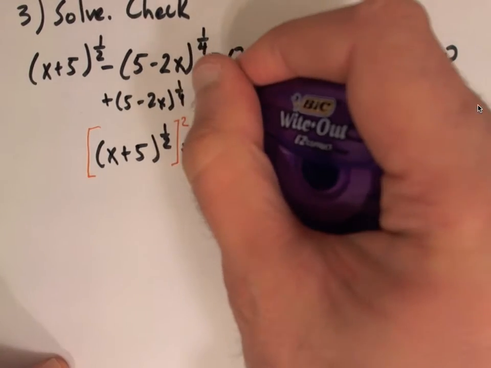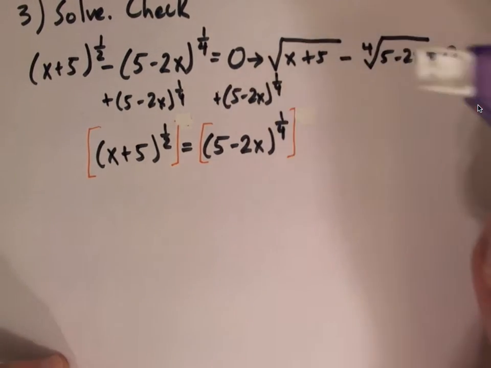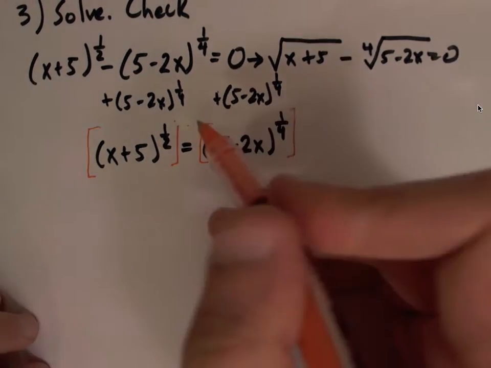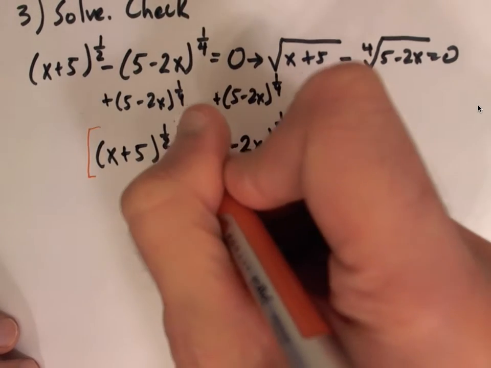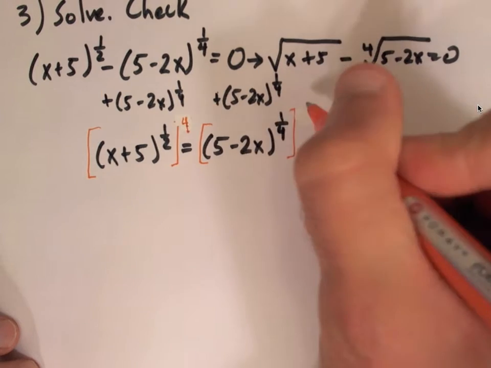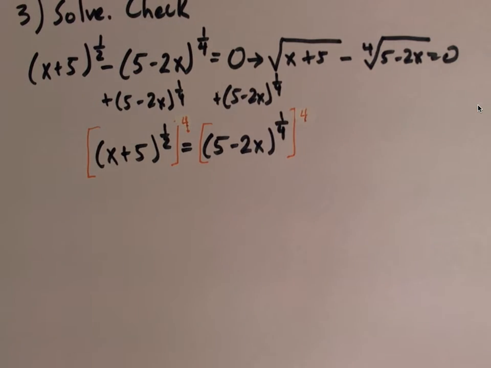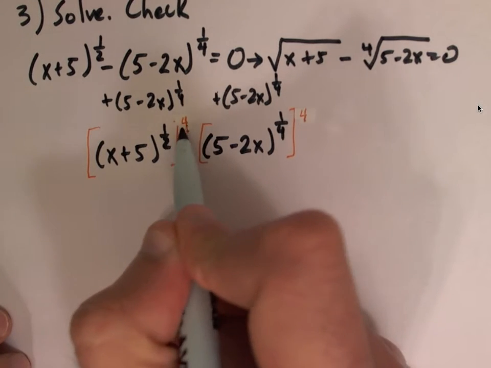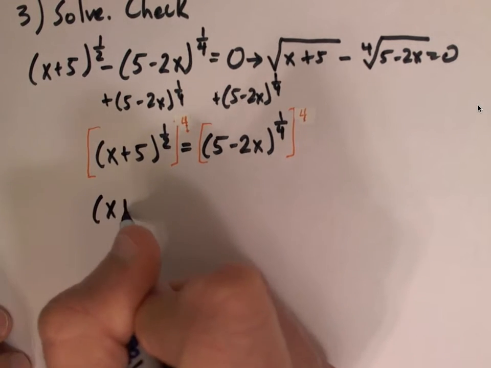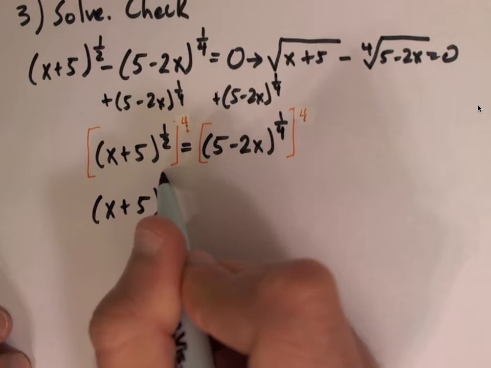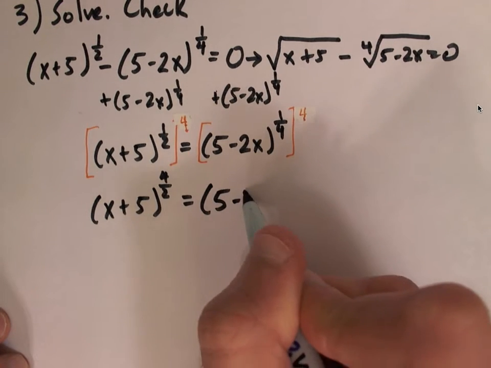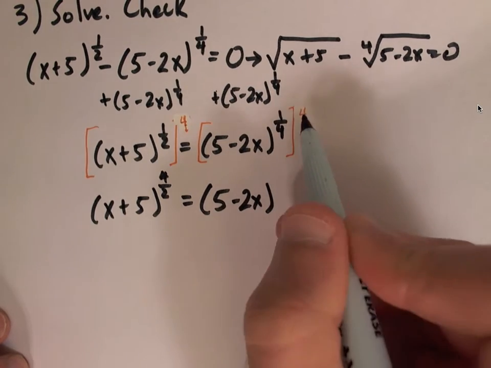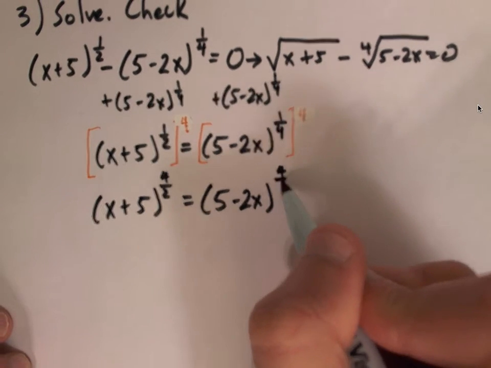So rather than raising both sides to the second power, let's raise both sides to a number that's going to knock out both the 2 and the 4. Right? So you can think of the LCM of 2 and 4. That's just 4. So rather than raising both sides to the second power, raise both sides to the fourth power. And then we will see we multiply these 4 over 2. So x plus 5 to the 4 over 2, which is going to be 2, equals 5 minus 2x. So that's 1/4 times 4, so that's going to be 4 over 4.